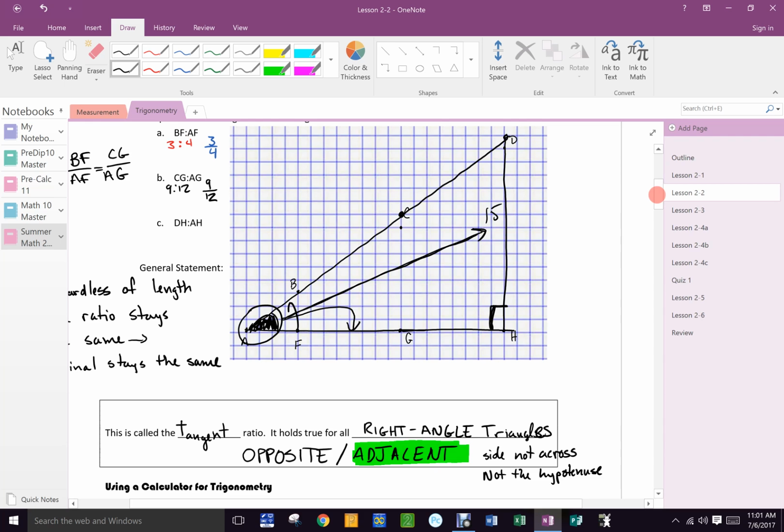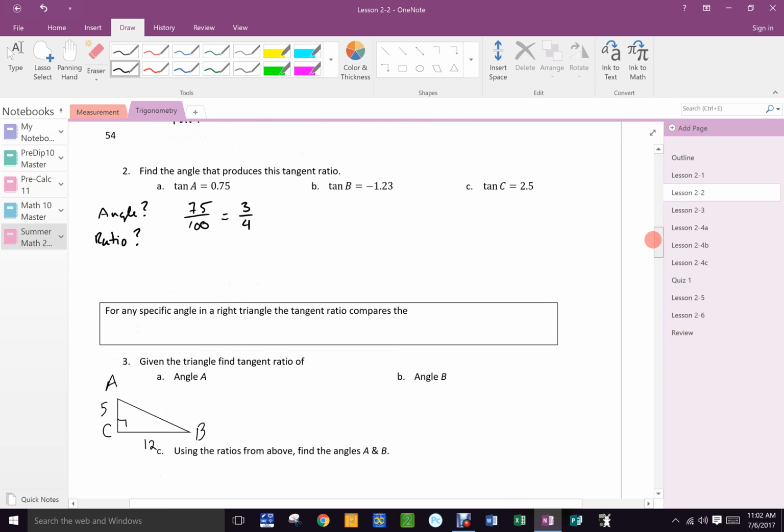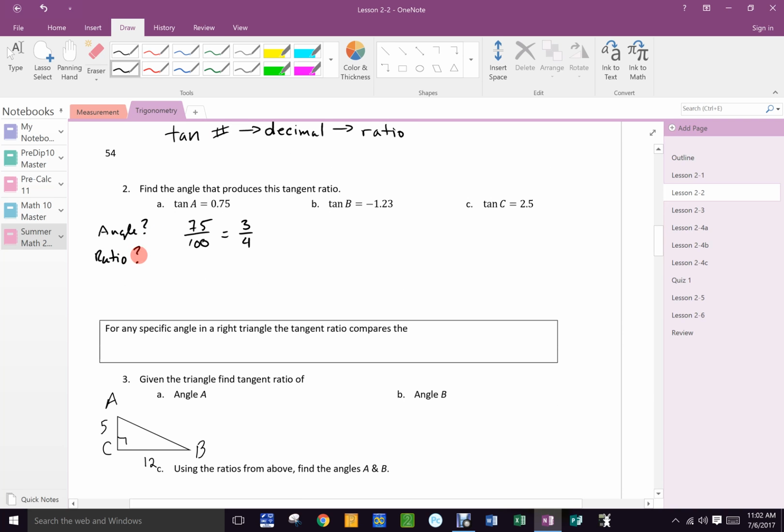Your calculator knows. And you find it by doing the exact same buttons with one extra button. Those of you who have done trig already know how to do this. Since I know the ratio, I need to use this function. And if you look on your calculator, you will see that it is the second function right above tan. You follow the same sequence of buttons, except you have to push second or shift, whichever button you have. So for this, I go shift tan 0.75, and I will get what?